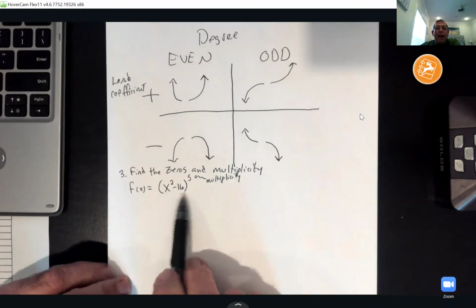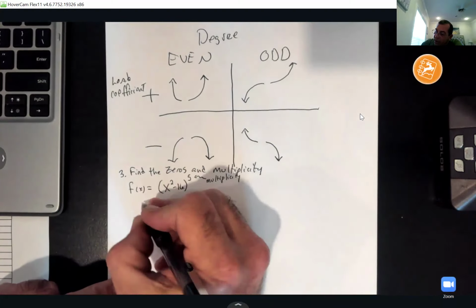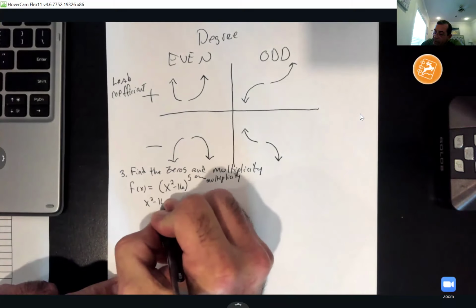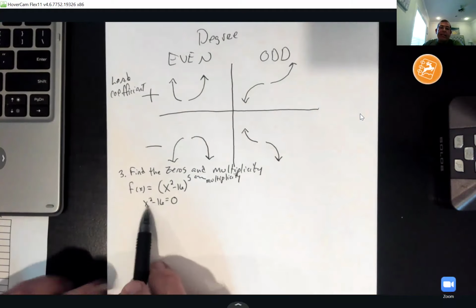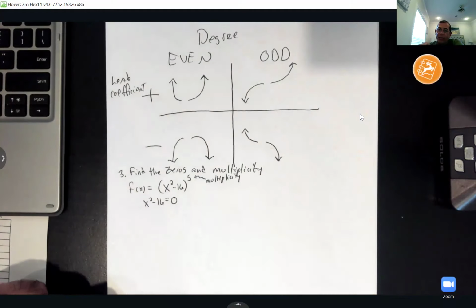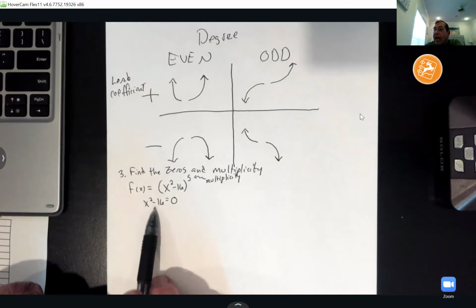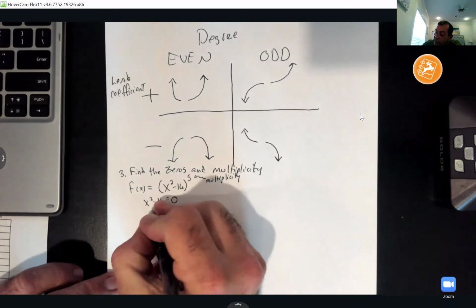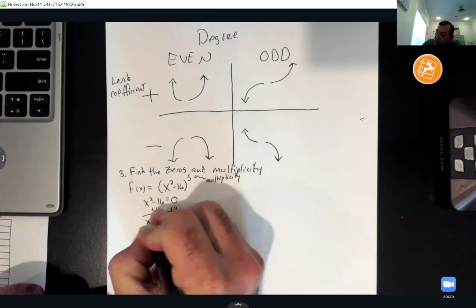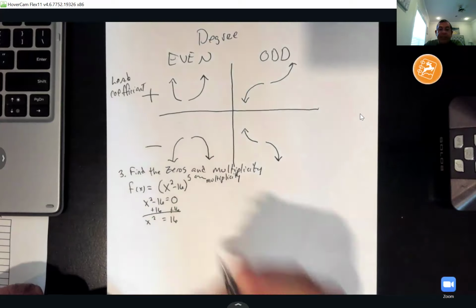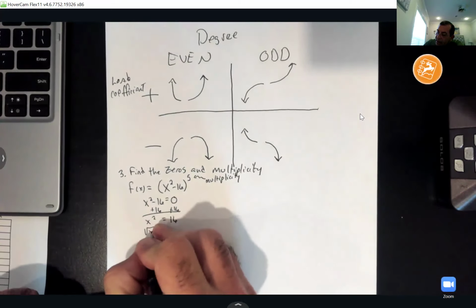Now, what we got to do is find the zeros. So we're going to set this factor equal to 0, and we're going to solve that. Now, since that's an x squared, we got to get 2 answers, okay? So, y'all, the easiest way I'm going to solve this is add 16 and do my square roots. So, x squared will equal a positive 16. And then we'll do square roots to both sides.